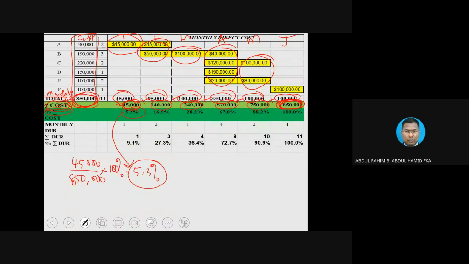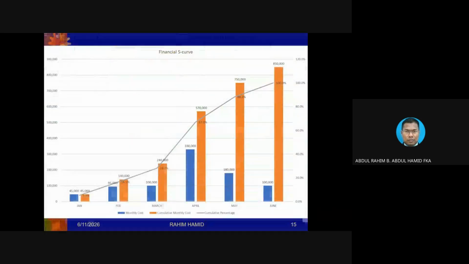5.3%. This is how you get this percentage. You can do the same thing for the next one. 140 divided by 850 times 100%, you will get 16.5. So what does this percentage mean? If you take this row and plot into the graph, it will look like this.